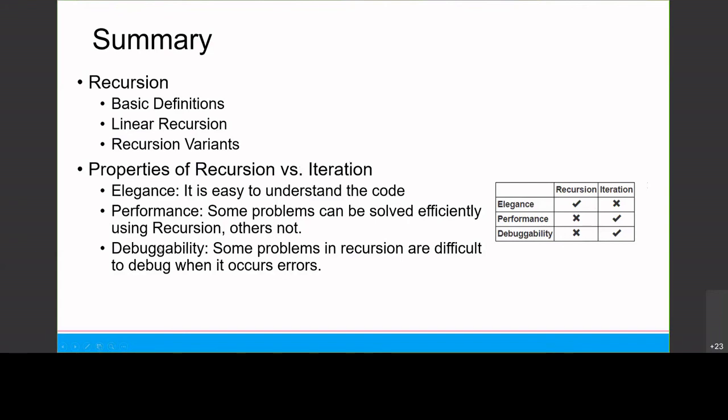About the debugability, the debugability means whether you can check the code one by one. Okay. So some problems in recursion are difficult to debug when errors occur. So the iteration might be still good, but in some cases, you still need to do it with the recursion.